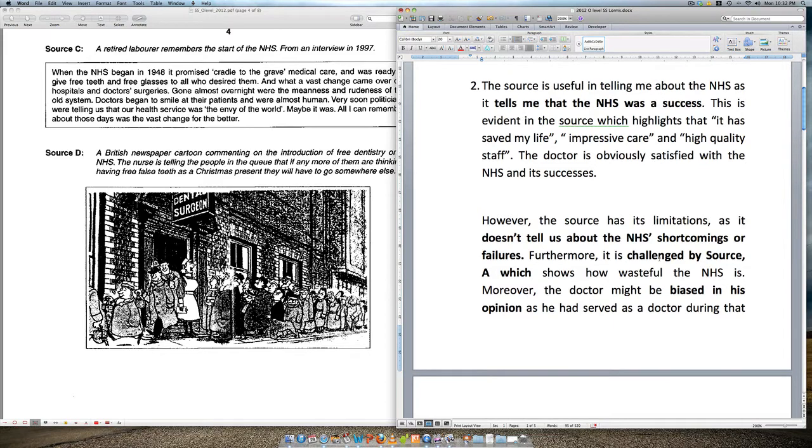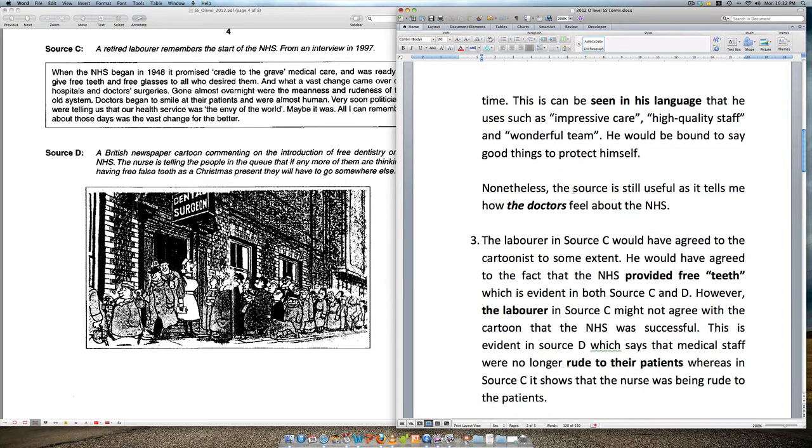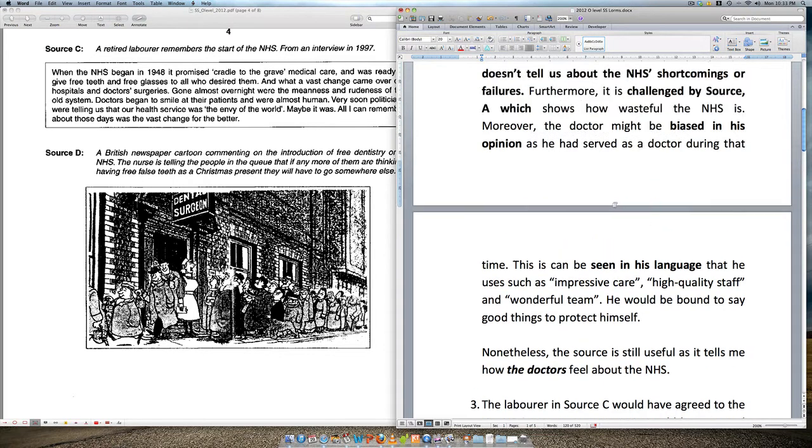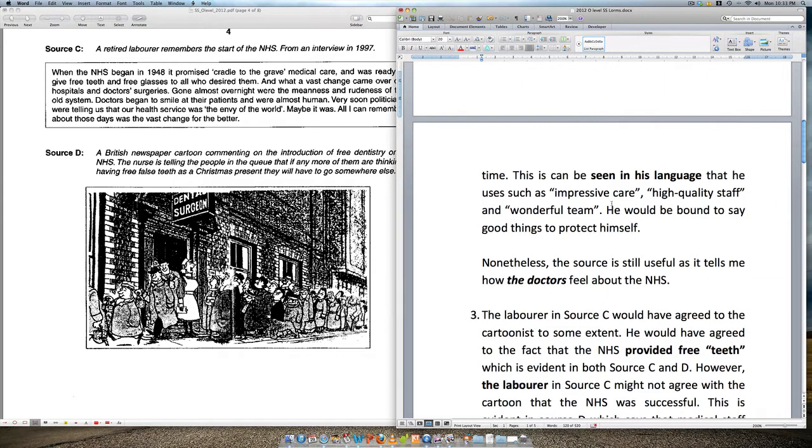So how do you end off such an answer? First, you say it's useful, then you say it's not useful. So how do you end off the answer without sounding like a schizophrenic? End the answer by saying, nonetheless, the source is still useful as it tells me how the doctors feel about the NHS. Alright? The source doesn't tell you about how everyone else felt, but it does tell you how the doctor feels about the NHS. Okay? Despite the fact that it's biased, it shows how he feels about it.